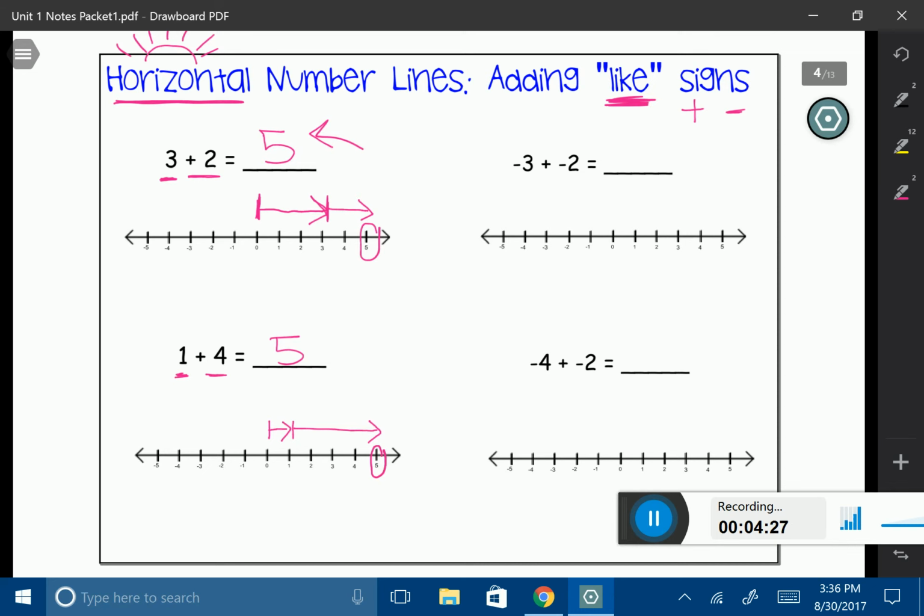Sometimes you'll be given a problem where you're just given the number line and you're asked, what is the expression that was written?